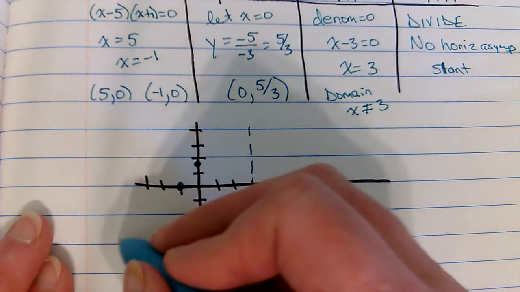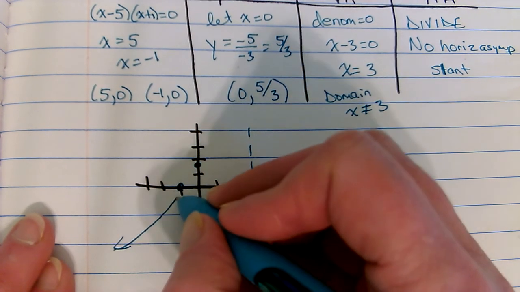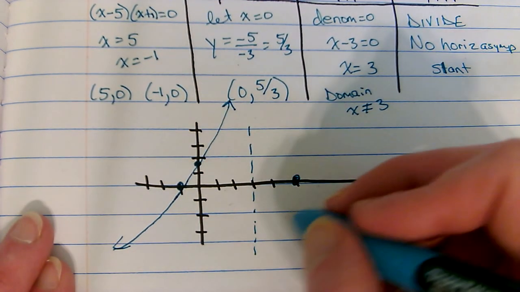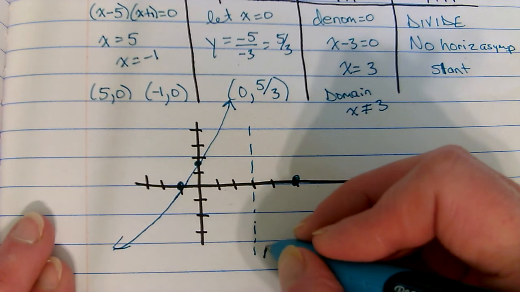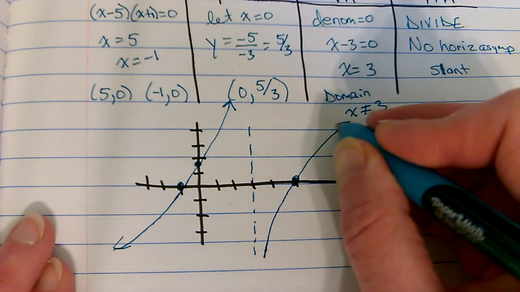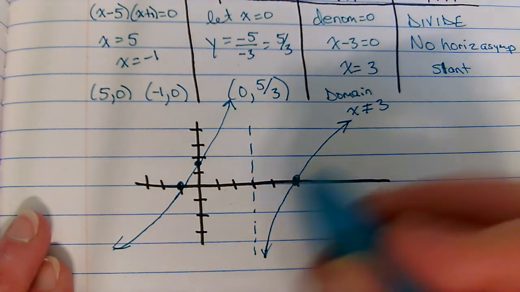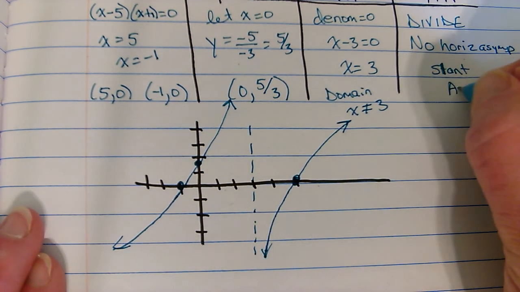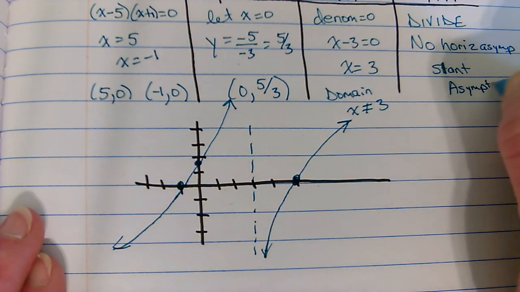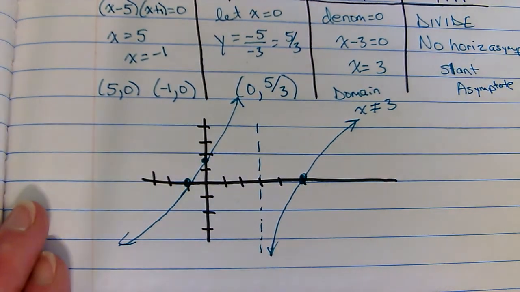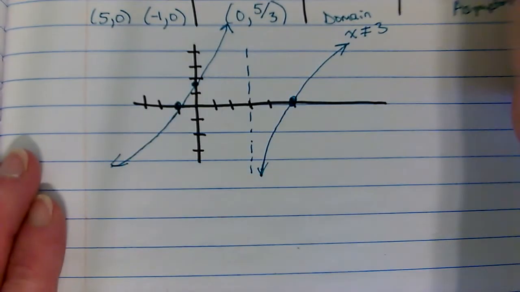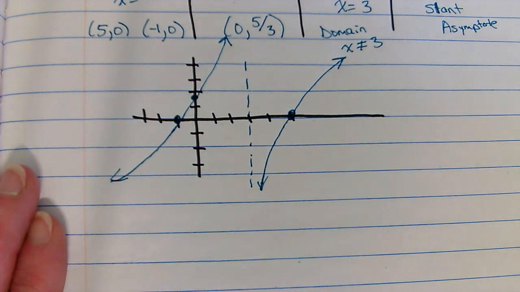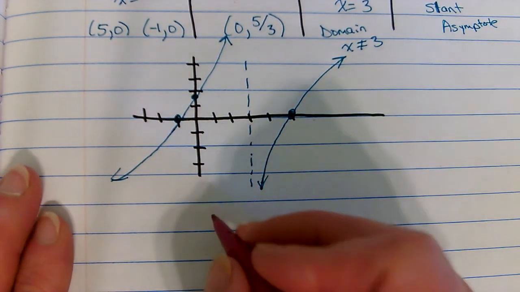And what ends up happening on this one is it does something like this. And this side does something like this. There ends up being a slant asymptote. And I'll show you how you can actually find that. The problem on the homework that asks you to find a slant asymptote, that part is going to be kind of a bonus on the homework.